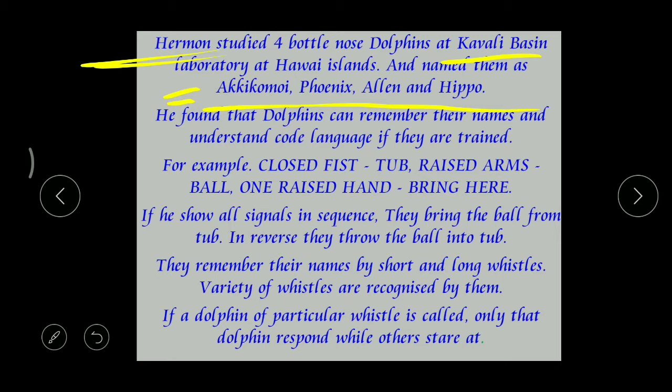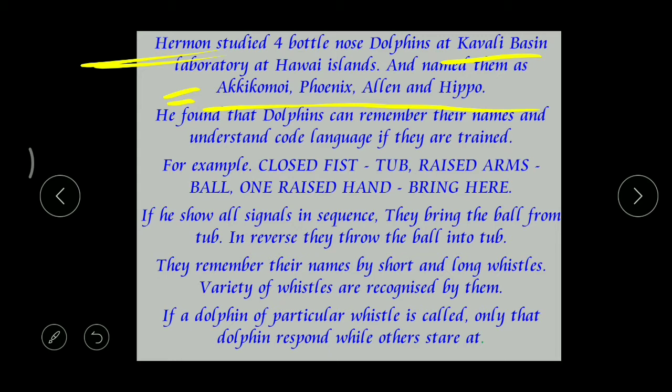Even in our villages, in some houses we can find cattle like sheep, goat, cow, buffaloes, and some people give them names also, like Lakshmi. So whenever we call that name, automatically that animal responds. Have you seen that? In the same way, here also, these animals can remember their names, and even they can understand code language.